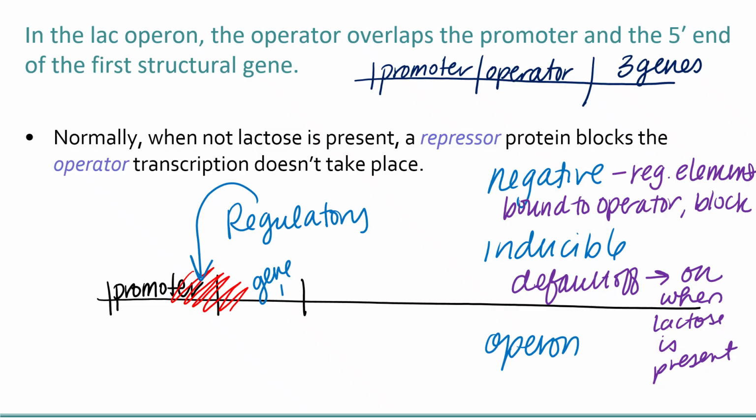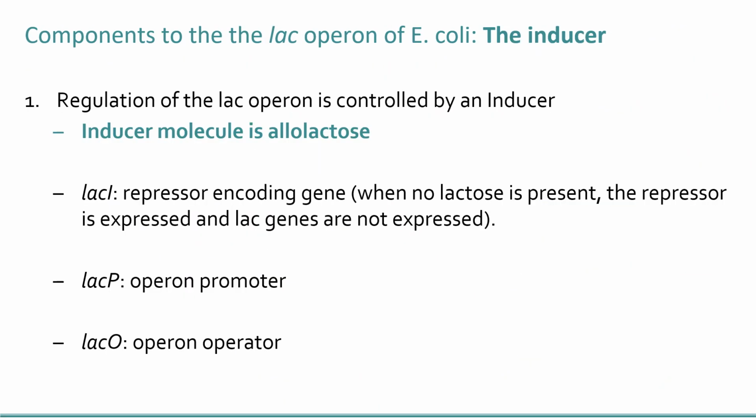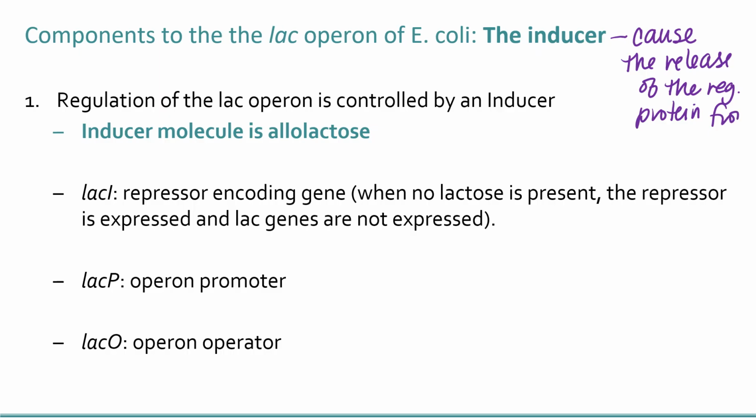So let's talk about how this happens. All right, so we need a couple of things. First is we need an inducer. An inducer is going to cause the release of the regulatory protein from the operator. So we need the inducer first. So the inducer is that molecule that I mentioned, allolactose.